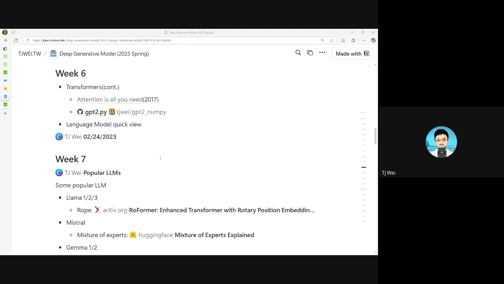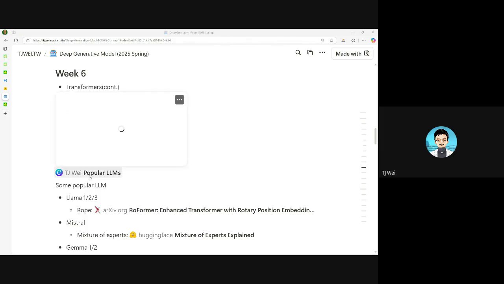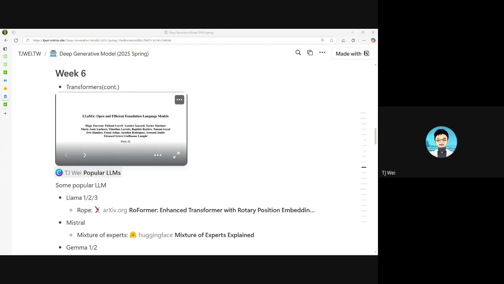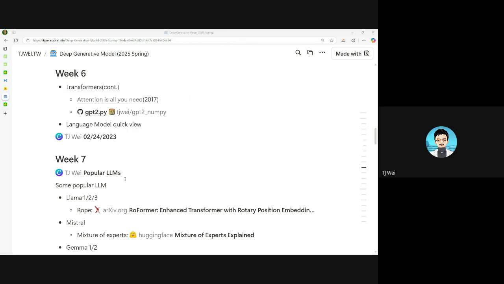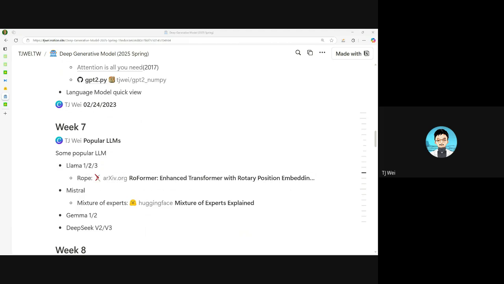So the primary materials are these two slides. This one we used for last week, and the other one is for more materials about popular large language models like Llama. So we'll dive into the architecture, and we will walk through the techniques, the building blocks, or the preferences of these modern models, including the ones that you are using, like Llama 1, 2, 3 or Mistral.